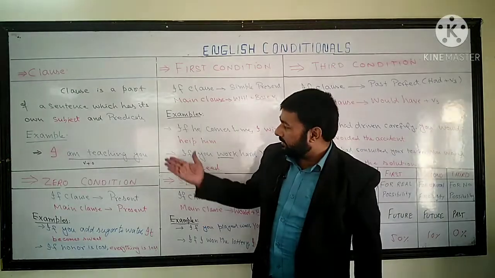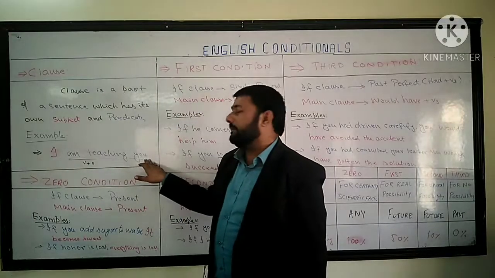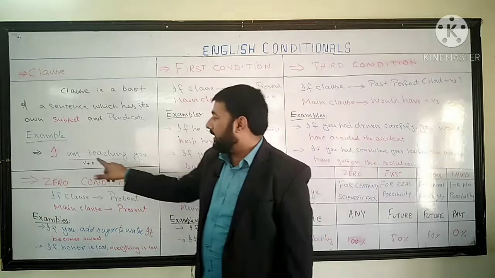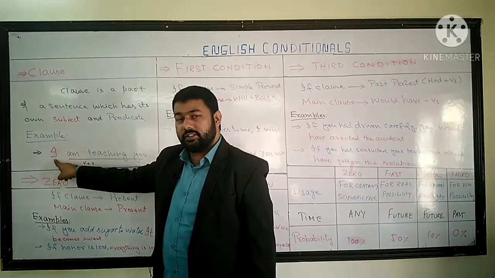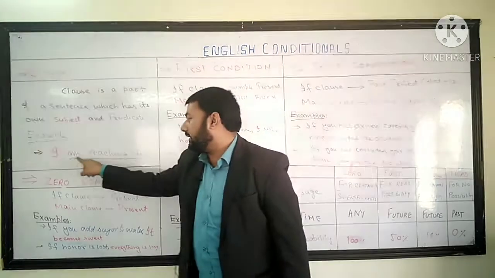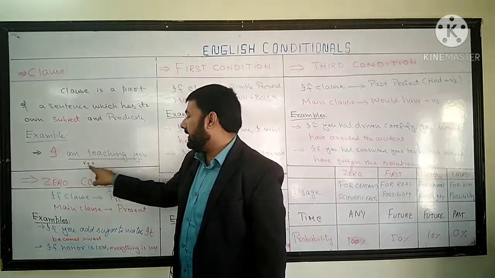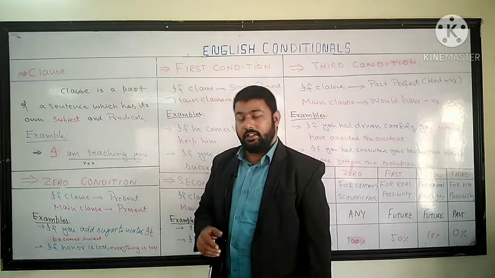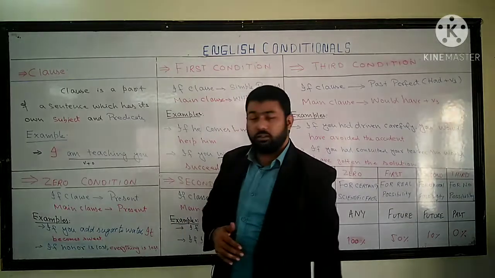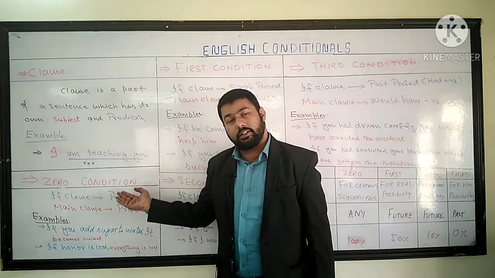So, we can elaborate it with the help of an example. I am teaching you. Consider this sentence. I in this sentence is subject mentioned in the red, and teaching you is predicate. So we may say that predicate has verb and object in it except subject. Now let's come towards our today's topic, conditionals.